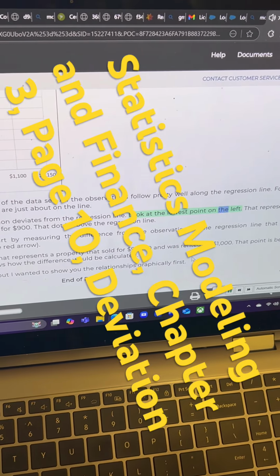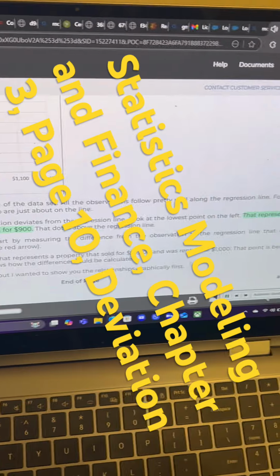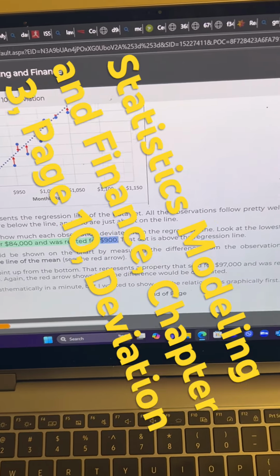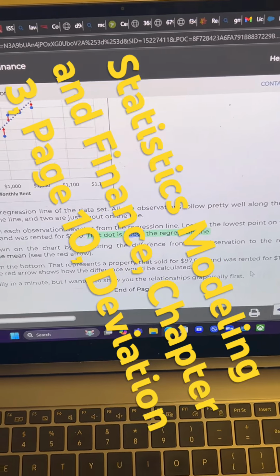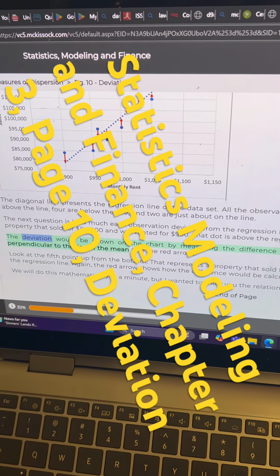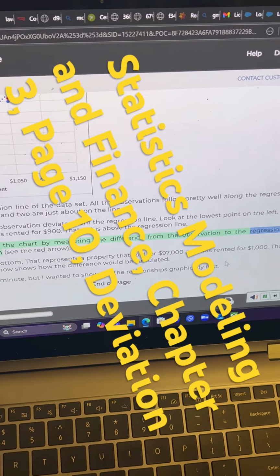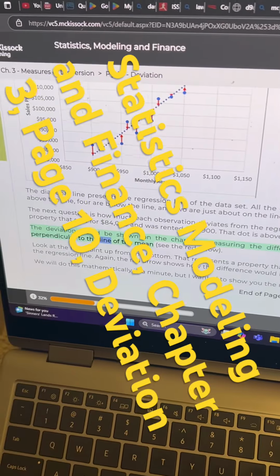Look at the lowest point on the left. That represents a property that sold for $84,000 and was rented for $900. That dot is above the regression line. The deviation would be shown on the chart by measuring the difference from the observation to the regression line that runs perpendicular to the line of the mean.